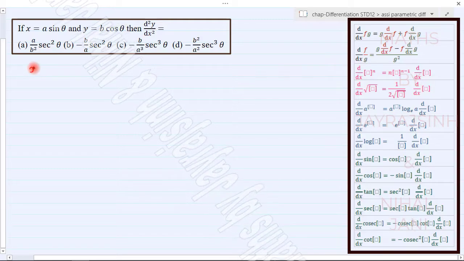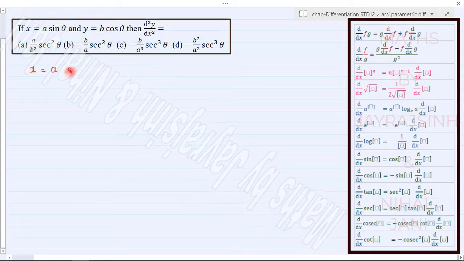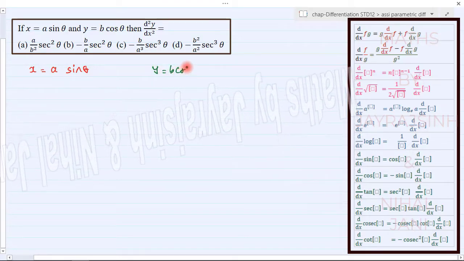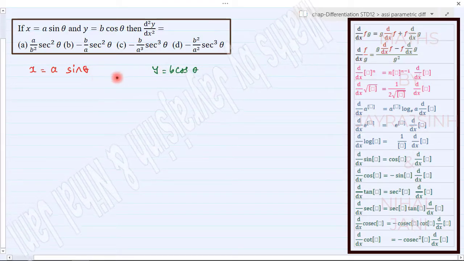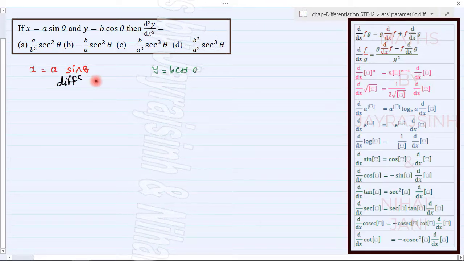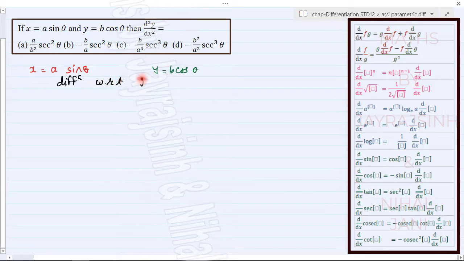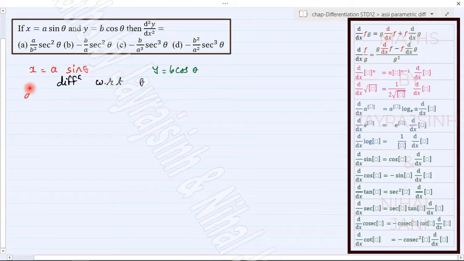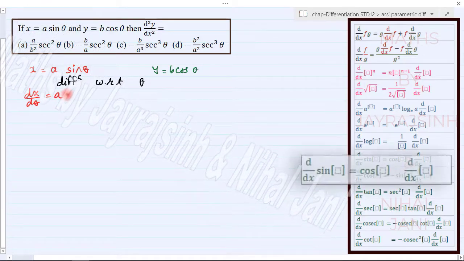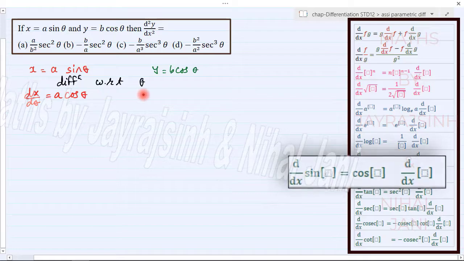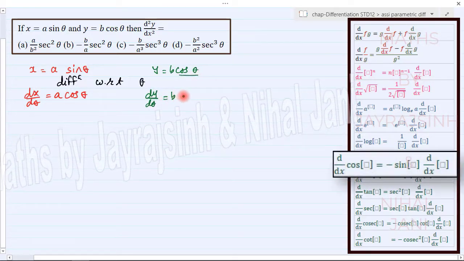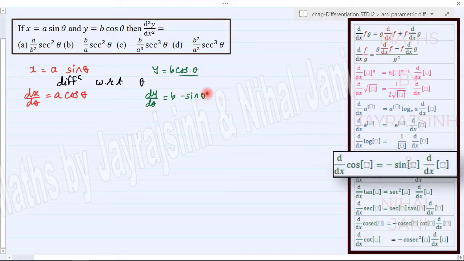Here we have x is equal to a sin theta and y is equal to b cos theta, and we have to find d square y by dx square, and for that let's differentiate with respect to theta. So from the equation of x we will get dx by d theta is equal to a cos theta, the differentiation of sin theta, and dy by d theta will be b into minus sin theta, the differentiation of cos theta.